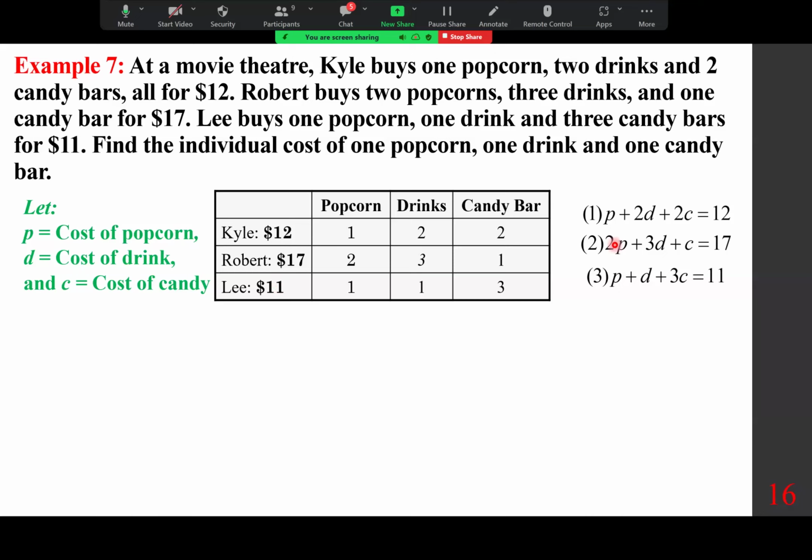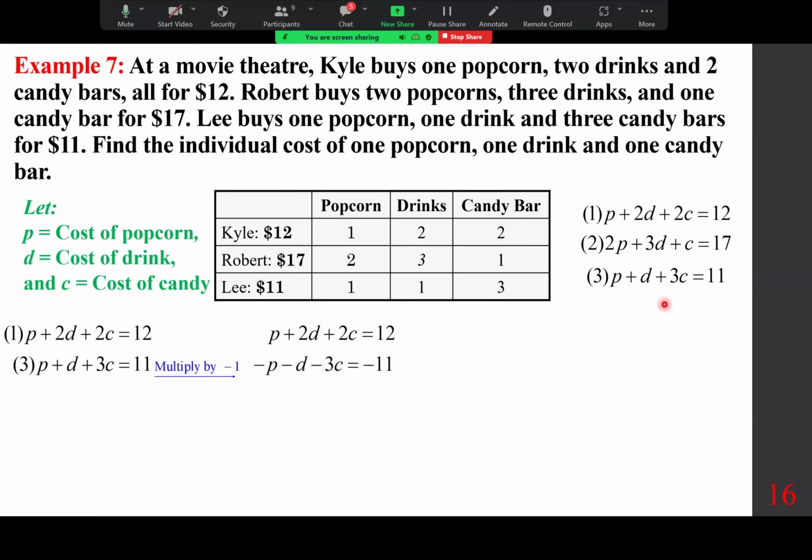Since we have a P and P, we can get rid of the P from the first and the third one by keeping the 1 intact and multiplying the 3 by -1. As long as you multiply one of them by -1, it will do the job. These two cancel each other. We get D minus C equals 1. And we give it a number 4. Remember, originally 1, 2, 3. This is number 4. We have only 2 variables, D and C.